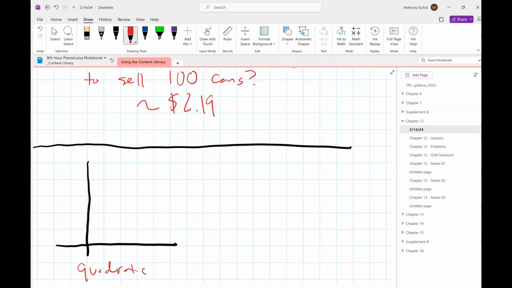Yeah, like a U. Right? Could that U open down also? Sure, that's fine. What if instead of quadratic, what if it was cubic? What if it was degree 3? Should have like 2 U's, right? You guys okay there?